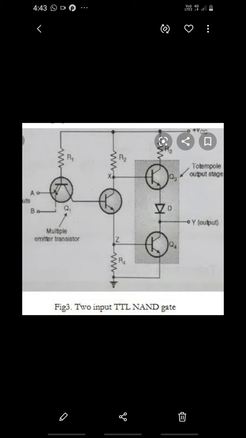The output transistors Q3, Q4 and diode D form a totem pole arrangement. The purpose of the totem pole arrangement is to reduce propagation delay and to increase the output current capability of the circuit.